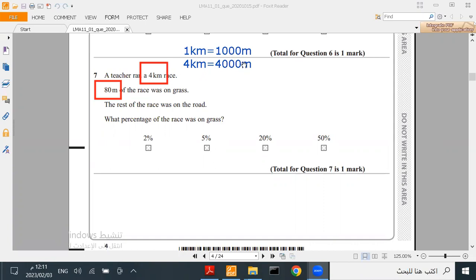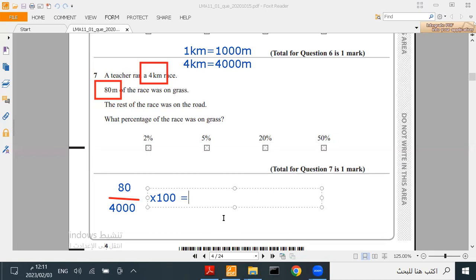Okay, we converted the kilometers to meters. 4 kilometers means 4,000 meters. It says 80 meters of the race was on grass, and wants the percentage of grass. So what do we do? We take the 80, which is a part of the race, and divide it by the total number, which is 4,000. This is a fraction, right? Now we want to convert it to a percentage. What do we do? Multiply by 100. That's it. So we get 2.